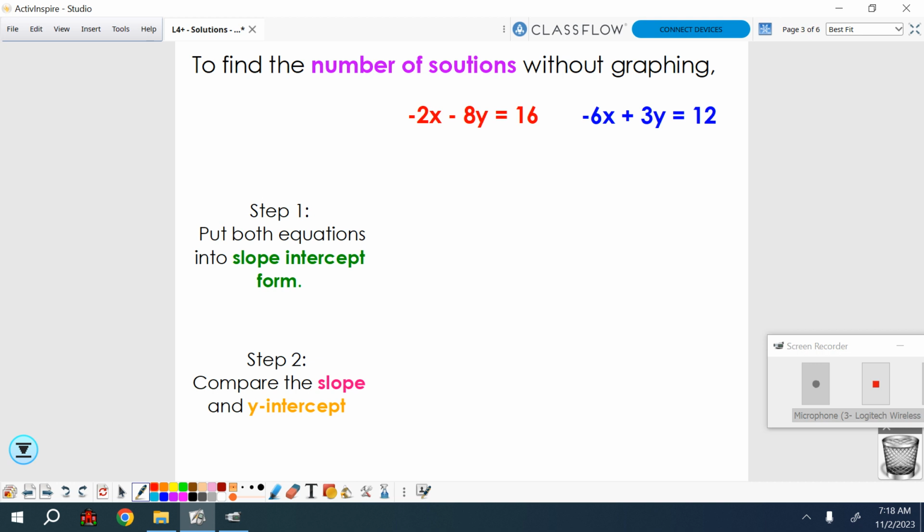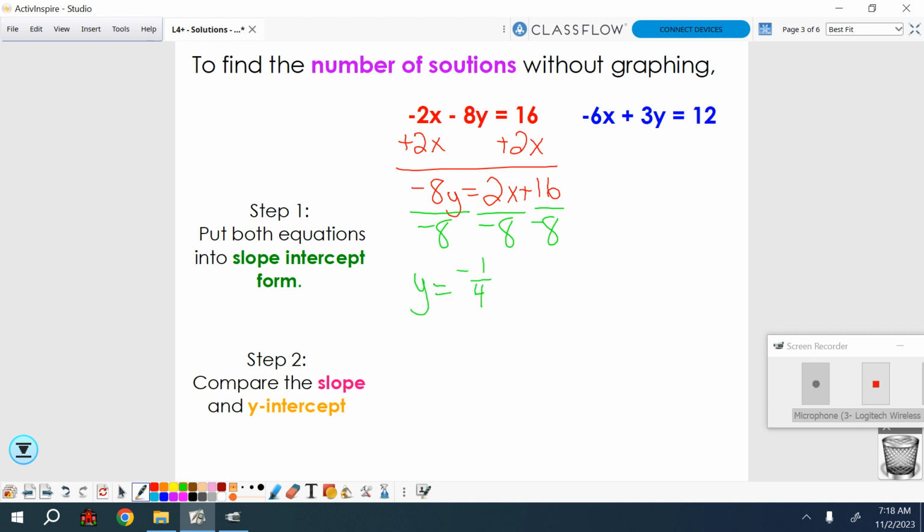So remember, the y has to be isolated, so we're going to move the x to the other side, and we'll have negative 8y equals 2x plus 16, and then we're going to divide both sides by the y value because we need to isolate y, get it all by itself, and what we're going to end up with is that y equals negative 1/4 x minus 2.